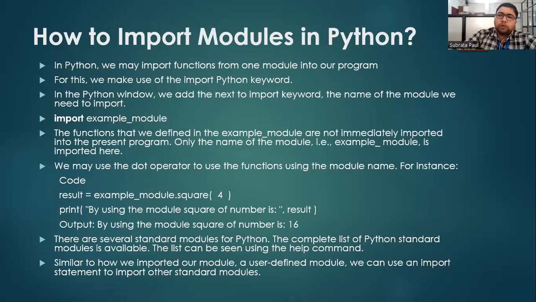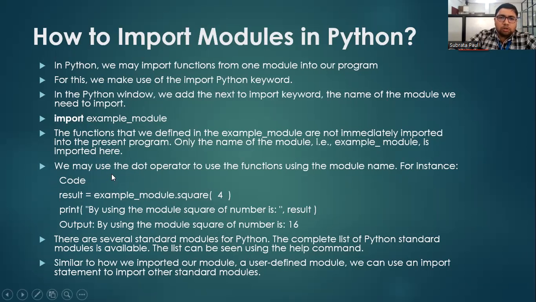Now, what are the processes or techniques for importing a module within our program? We may import functions from one module in our program. For this, we generally use the import keyword. In the Python window, we add the name of the module next to the import keyword. For example, if we need to import this particular example module, we first write down the keyword import, and then write down the name of the module which we want to import.